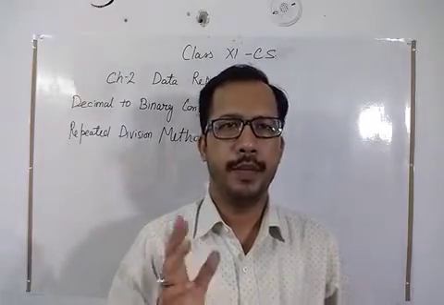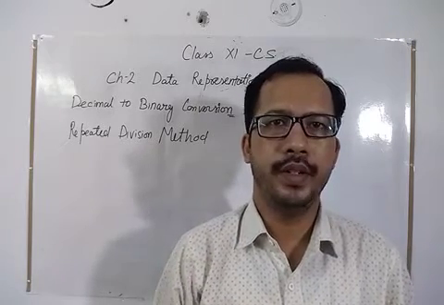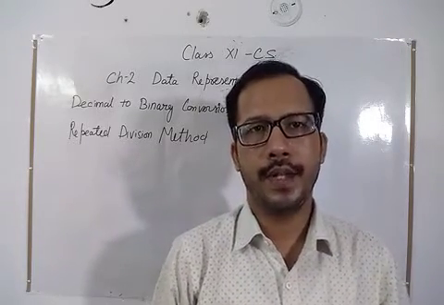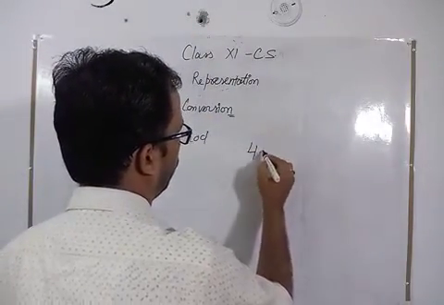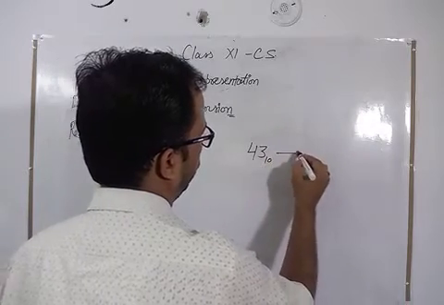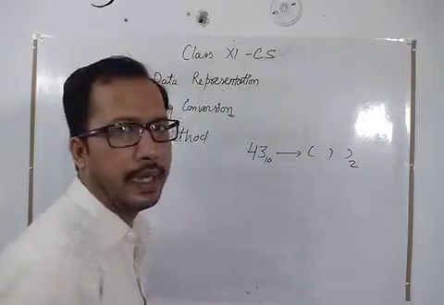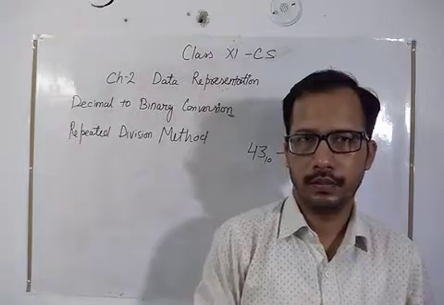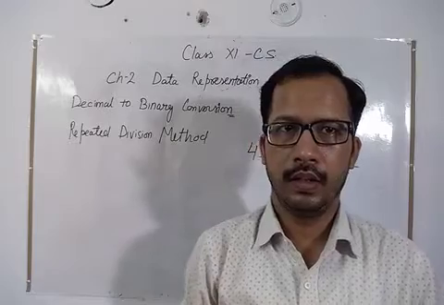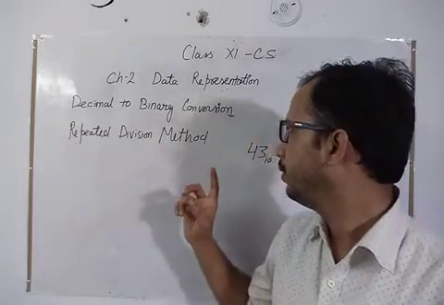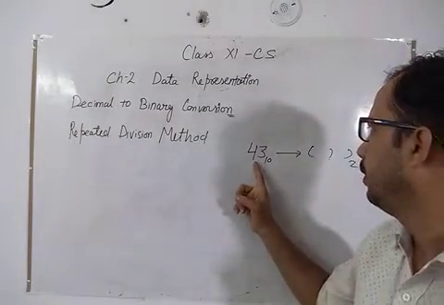Good morning, students. In my previous video, I told you the conversion of a number from decimal to binary using the repeated division method. So first we will have an example again. We are about to convert a number, suppose 43 base 10, into base 2. Again, I am telling you the method, repeated division. What does it say? It says that divide the given number, which is here 43.